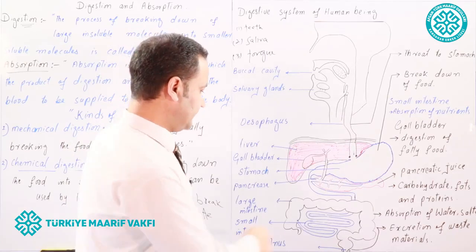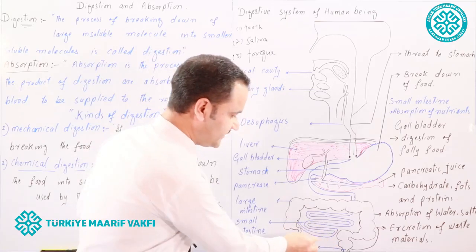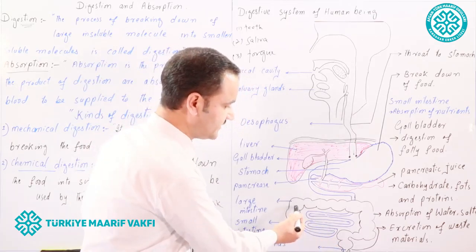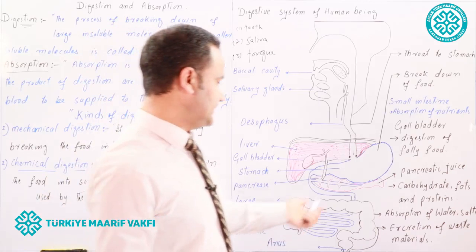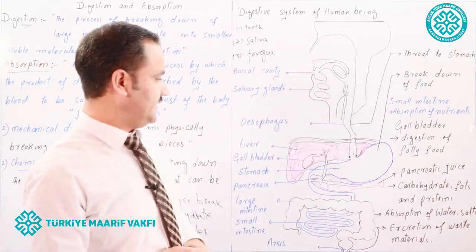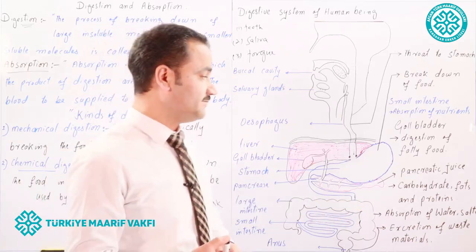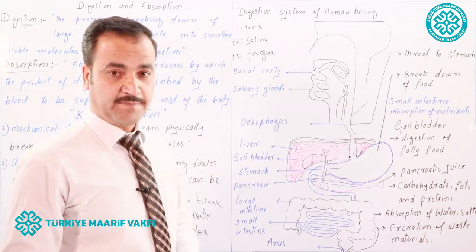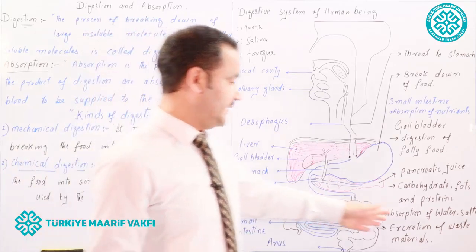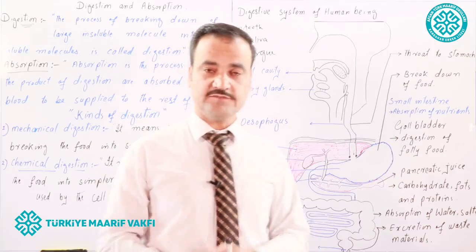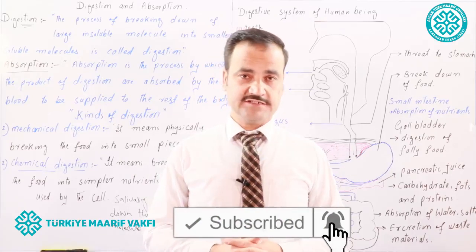Okay, the undigested part of that food comes from the small intestine to the large intestine here. Now, what is the role of the large intestine? The large intestine absorbs the water and salts, and the undigested part, the waste material, is excreted through the anus from the human body. So that was all about today's lesson.